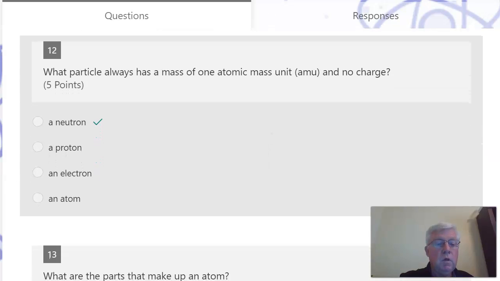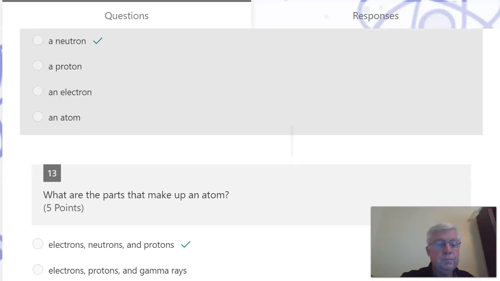Number 12. Which particle always has a mass of 1 atomic mass unit and no charge? Well, it's nice that they told us that it has an atomic mass unit of 1, but when it said no charge, we know that has to be a neutron. Okay, no charge, neutron, neutral.